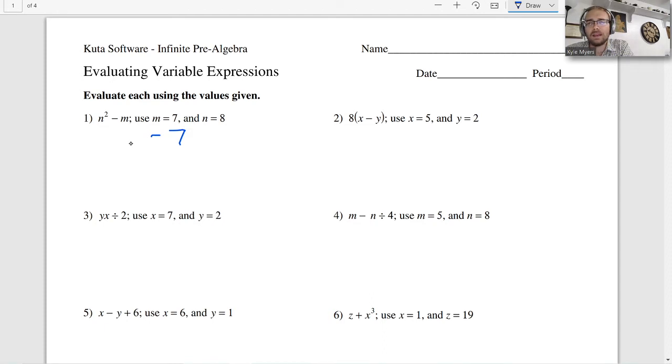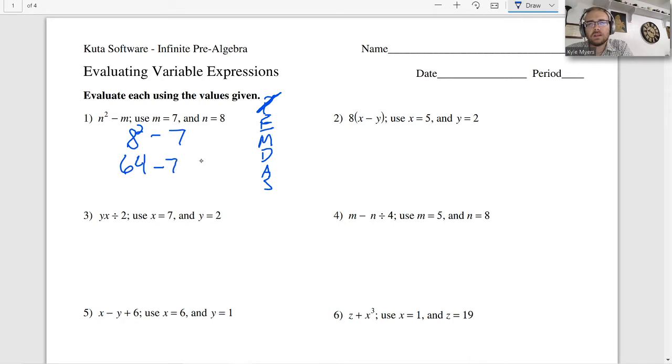N is now 8, but it's still squared. All the other numbers and symbols still exist. And then I just do PEMDAS. So PEMDAS, please excuse my dear Aunt Sally, because she tooted. All right, so there's no parentheses, but there is an exponent. 8 times 8 is 64.